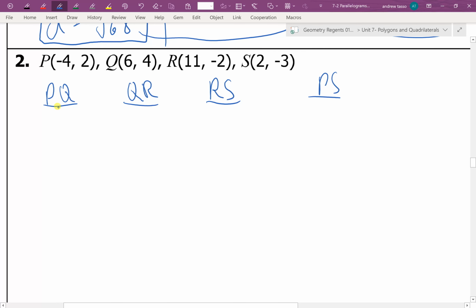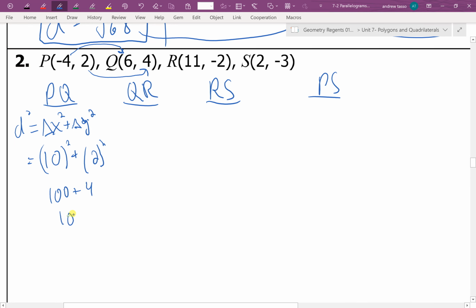So to find the distance between P and Q, we would use the distance formula, which is d squared is the change in x coordinate squared plus the change in y coordinate squared. So the change in the x coordinate going from -4 up to 6 is increasing by 10. The change in the y coordinate from 2 to 4 is increasing by 2. So that's 104. Okay, but remember that's d squared, so you have to square root both sides of the equation to get d by itself.